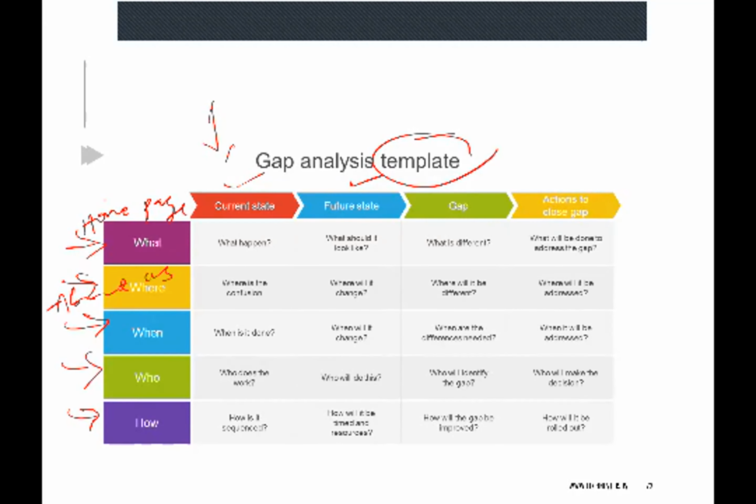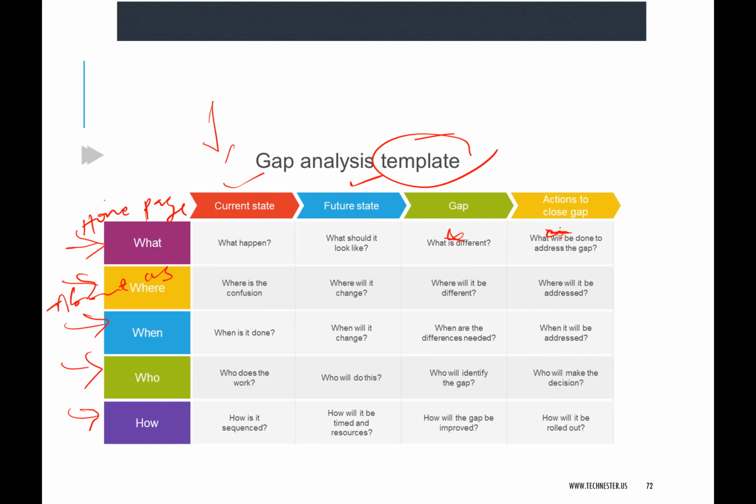So you look at the current state of the home page, right? What's wrong with the home page? The future state, what we want it to look like. What is the difference between where it is and what we want it to look like? You write it down. Then you now say, what steps do we take to resolve this gap, to close this gap? You write it down. And that's how you document the gap of any business need that you have identified.